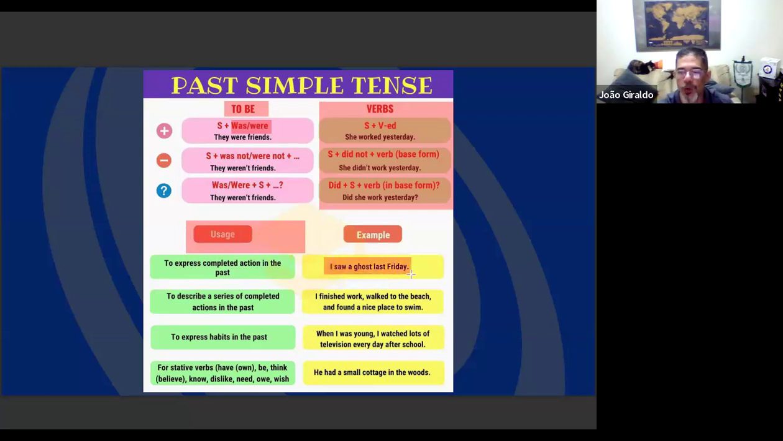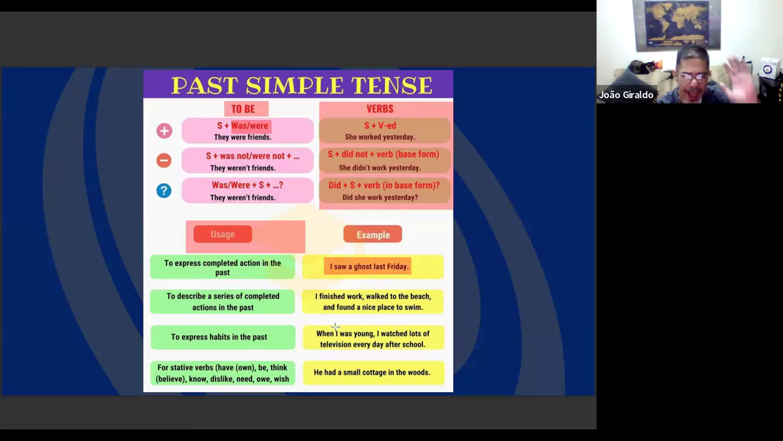I saw a ghost last Friday. To describe a complete action or a series of completed actions in the past: I finished work. I finished my year at the university. I finished my classes this year. So this is the situation where you are going to use a sentence in the simple past.